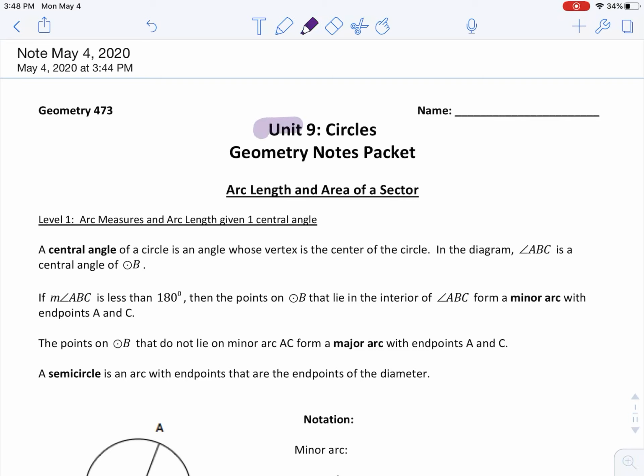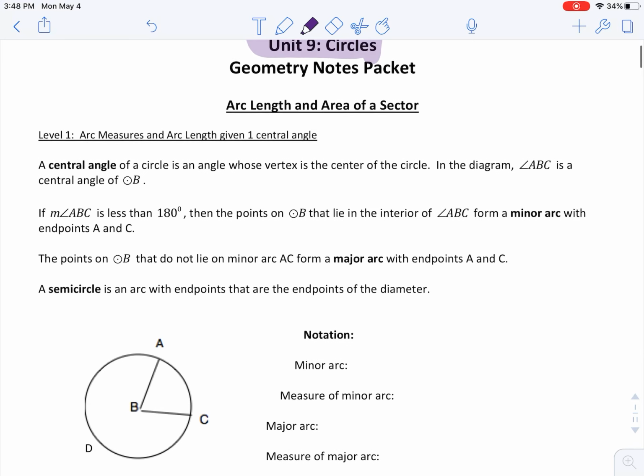So this unit is all about circles and different properties of circles. You're going to have to still remember the formulas from last unit about circumference of a circle and area of a circle, because those are going to be applied throughout this unit as we go through. Today, though, we're starting with talking about some new vocabulary.